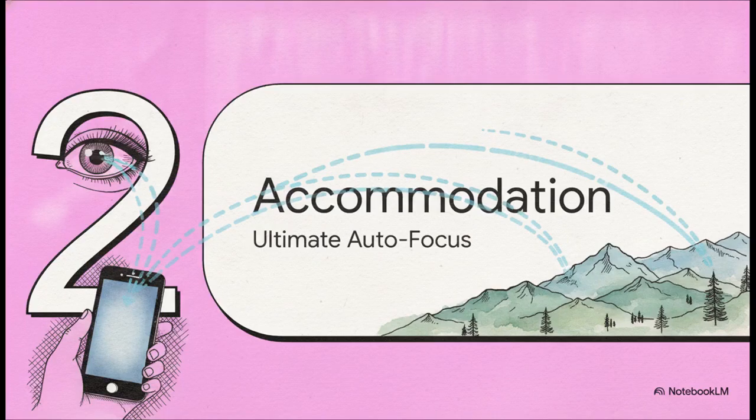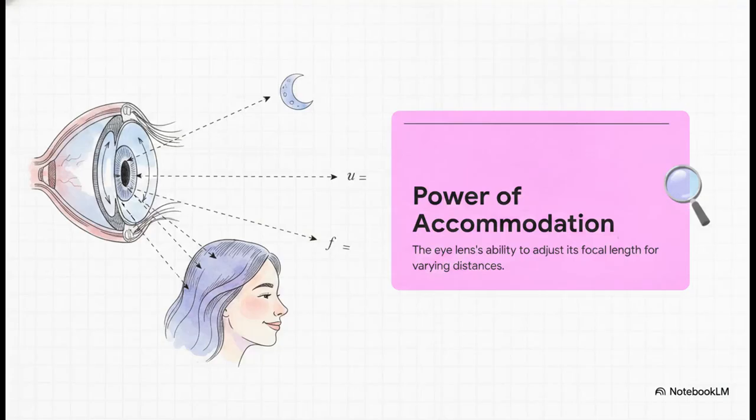Section 2. Power of accommodation, the eye's ultimate autofocus. Let's move on to what is arguably the eye's most incredible superpower, the power of accommodation. This is the ability of the eye's flexible crystalline lens to actually adjust its own focal length.